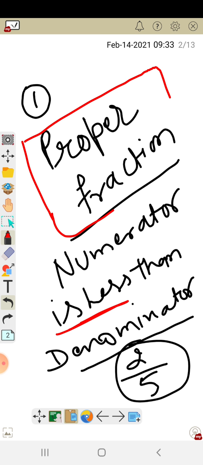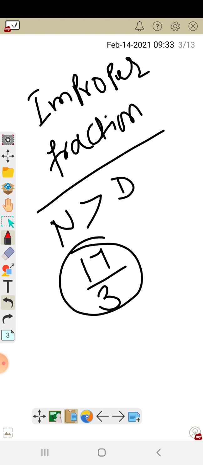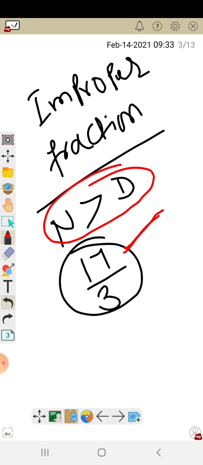Now come to the second, improper fraction. An improper fraction is a fraction having the numerator greater than the denominator. Here is a given example, 17 upon 3. Here the numerator is 17 and the denominator is 3, so the numerator is greater than the denominator, so we can say that this is an improper fraction.